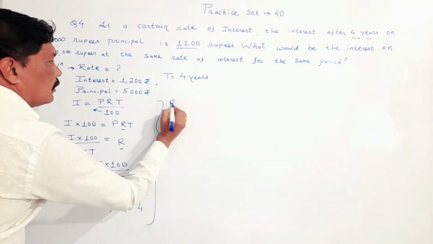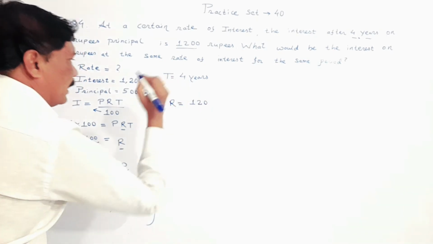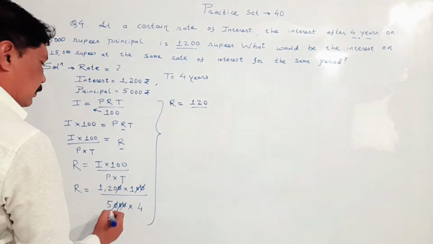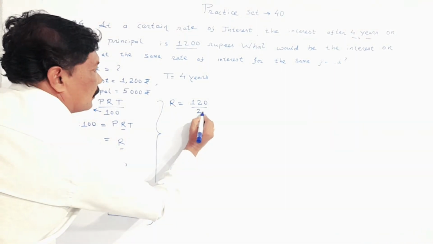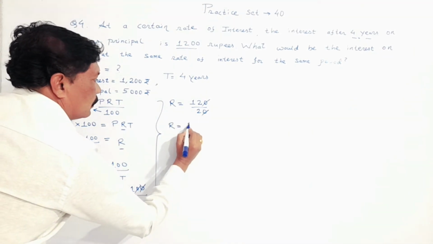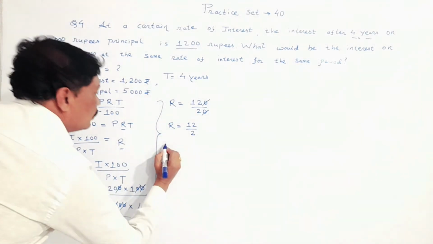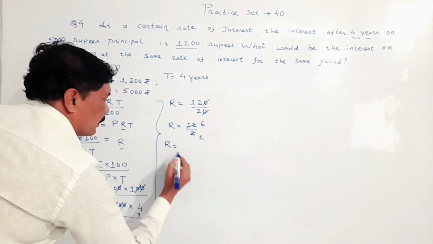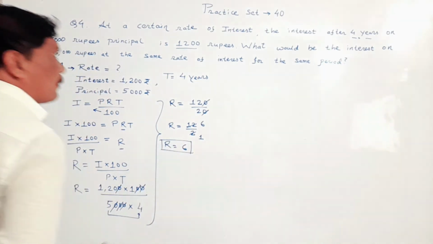We will get R is equal to 120 upon 5 into 4. 5 4s are 20, 0, 0 will cut. R is equal to 12 upon 2. R is equal to 2 1s are 2, 2 6s are 12. So my dear student, here we got the value of R, which is 6.